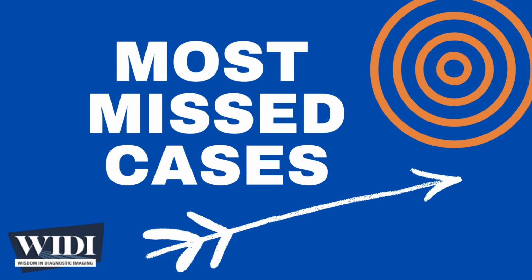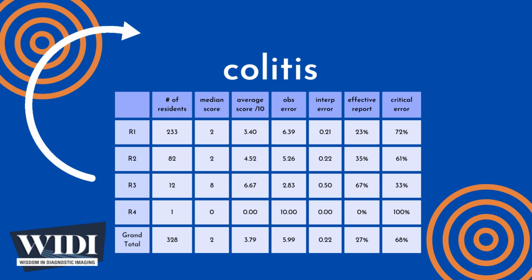Over the last 10 years, the Department of Radiology at the University of Florida College of Medicine has conducted a simulation-based evaluation of radiology resident competence in critical care imaging. 328 residents interpreted this case of colitis as one of 65 cases during an 8-hour simulated on-call shift, with a median score of 2 out of 10 and an overall average score of 3.79 out of 10.